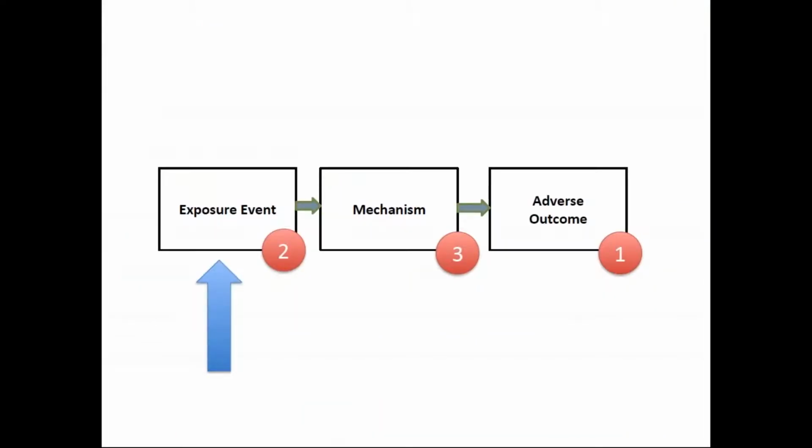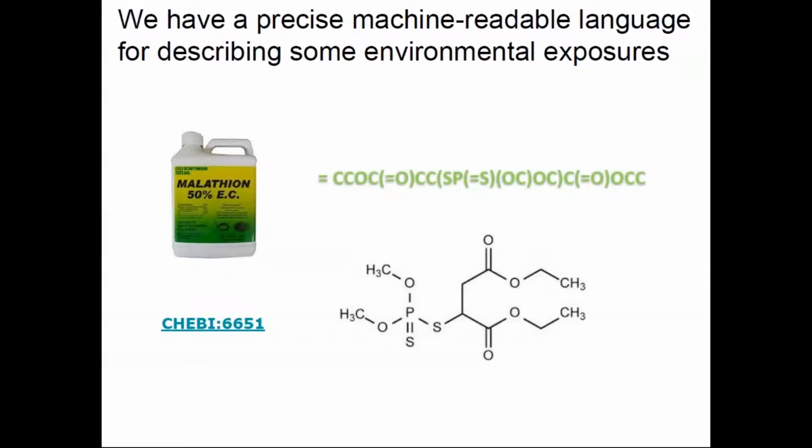Okay, so moving from there on to exposure events. When it comes to chemistry, we've got at least some kind of well-structured language for being able to describe exposures and so on. So if you want to describe a chemical exposure, there's various different structural ways of describing your chemical, or using SMILES and so on. There's ontologies like ChEBI that give you nice identifiers and a hierarchy for being able to describe these.